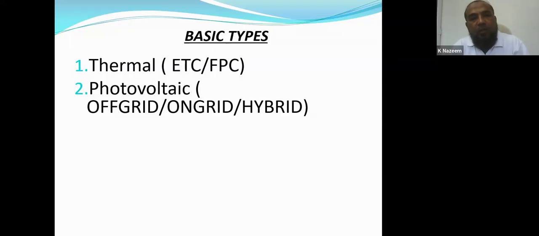For example, solar water heater. So what it does, it captures the solar heat and then heats up the water. Thereby, heat is converted to heat. Here you don't get any electricity production. So this is called as thermal technology. To make it simple, I don't want to deviate into the different types of thermal technologies. What we see on the rooftop is ETC and FPC.